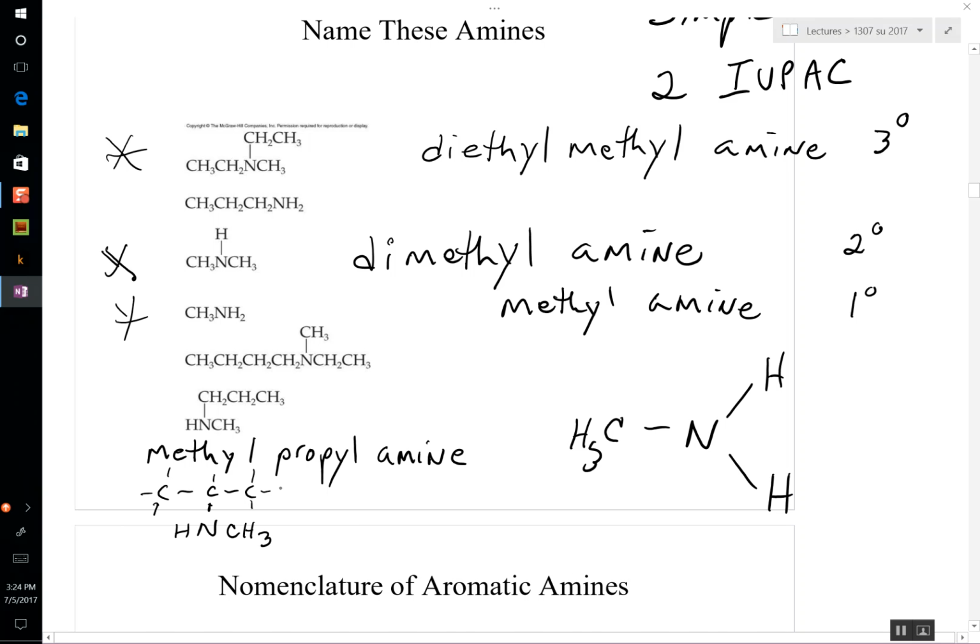So even when you get up to propyl, it starts getting a little confusing. I mean, if you told me this was methylpropylamine, I'd say no, that's not right. Propyl to me is that in a line, so this would be methyl isopropylamine, or you could start going into the IUPAC naming.